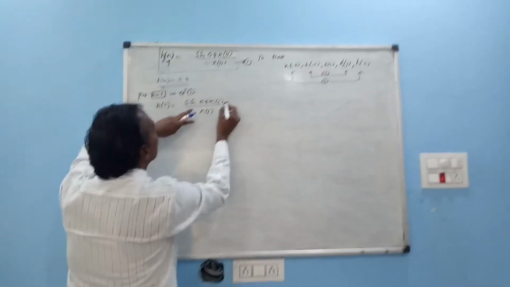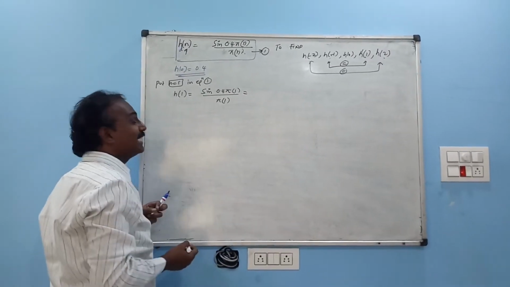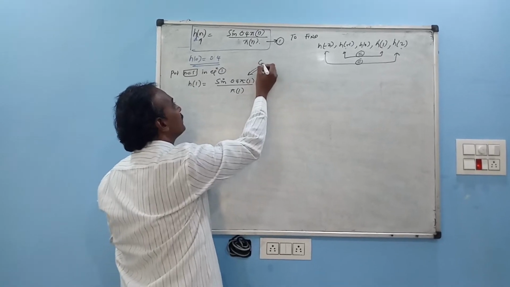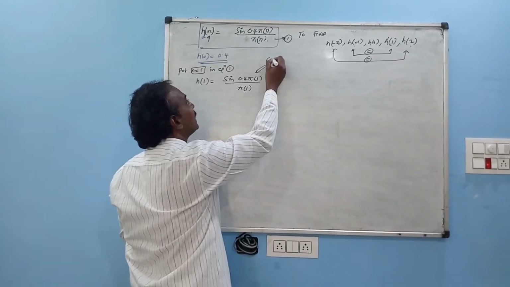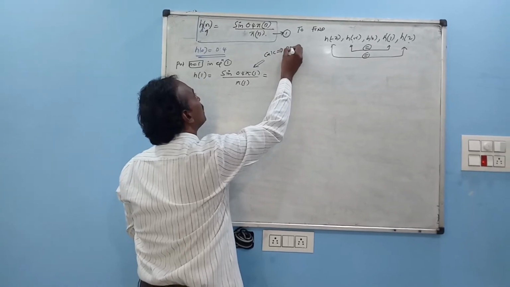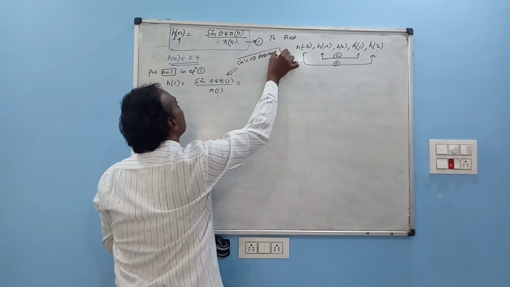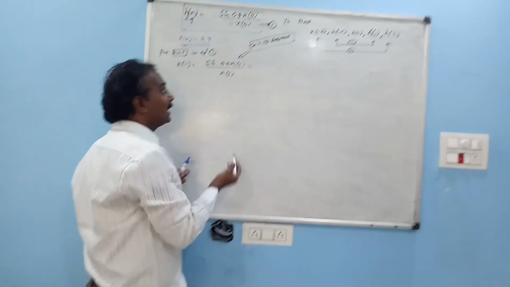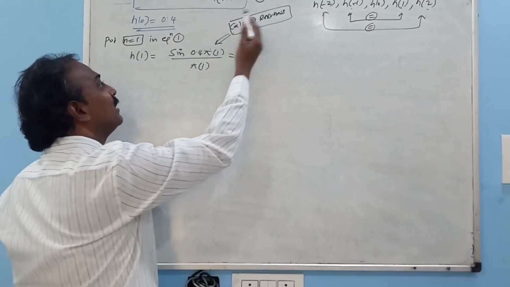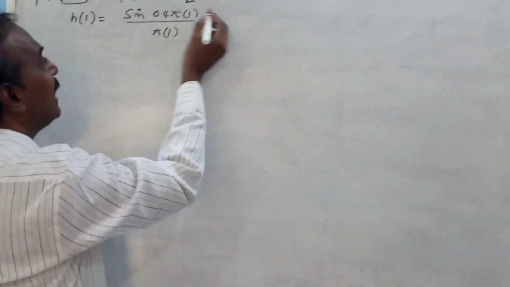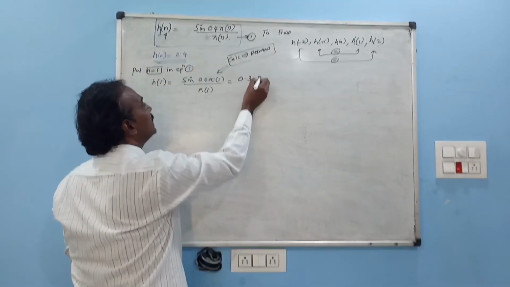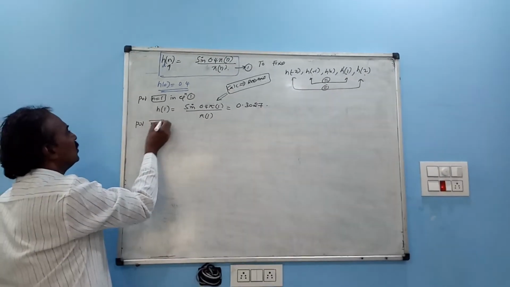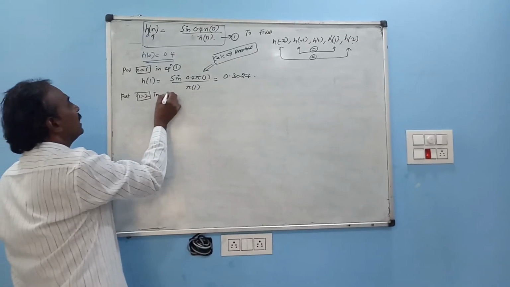Now when I am calculating, please see that the calculator is in radians mode. This is very important, right? Because I am taking pi radians. By default, the calculator shows degree values, so convert into radians mode and calculate. When I calculate this value, it is 0.3027. Now similarly, put n is equal to 2 in equation 1.